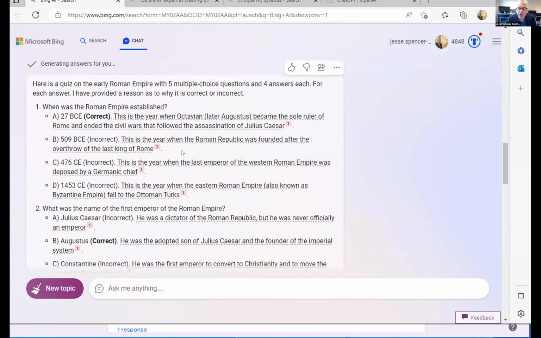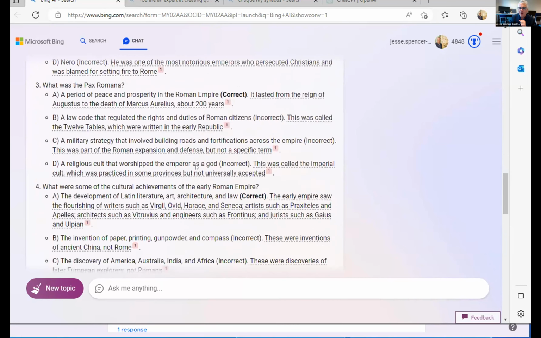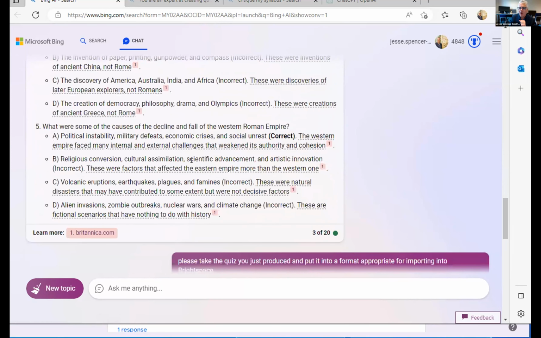509 BC, incorrect. This is the year when the Roman Republic was founded. So these are actually pretty diagnostic. These are pretty good related facts and facts for each one. So not a bad start for quizzes.